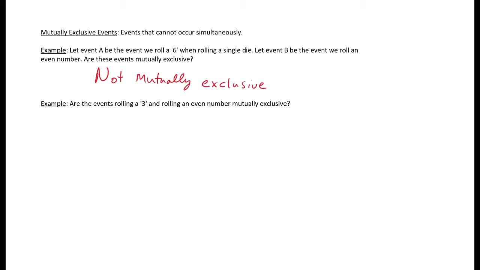Once again, that is because these can occur within a single instance, so they are not mutually exclusive. Well, the second example, are the events rolling 3 and rolling an even number mutually exclusive? Let's think about it. On a single roll, can we get both a 3 and an even number? No, that's impossible because 3 is an odd number.